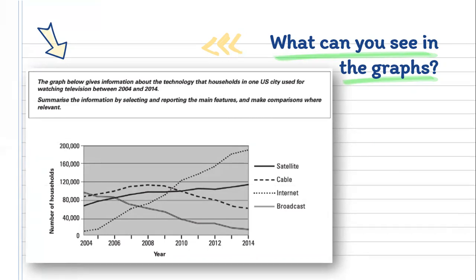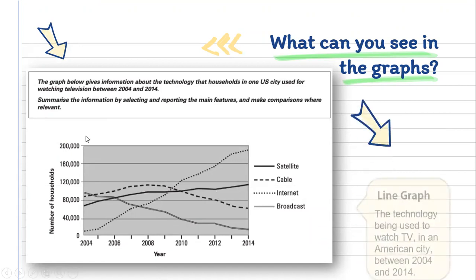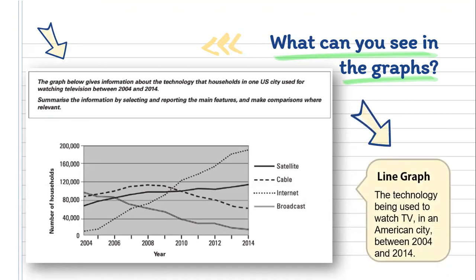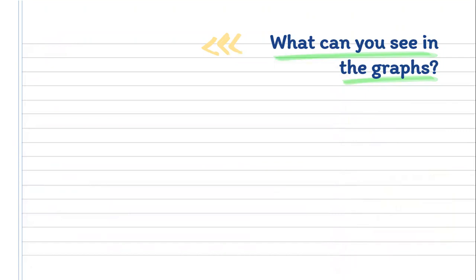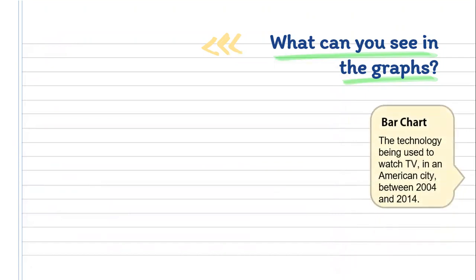Yes, you can see four lines here. I can get the idea. So it is a line graph? Yes, it is a line graph exactly. So it is a line graph about the technology being used to watch TV in an American city between 2004 and 2014. So what is the idea of using the same information but presented in bar charts?